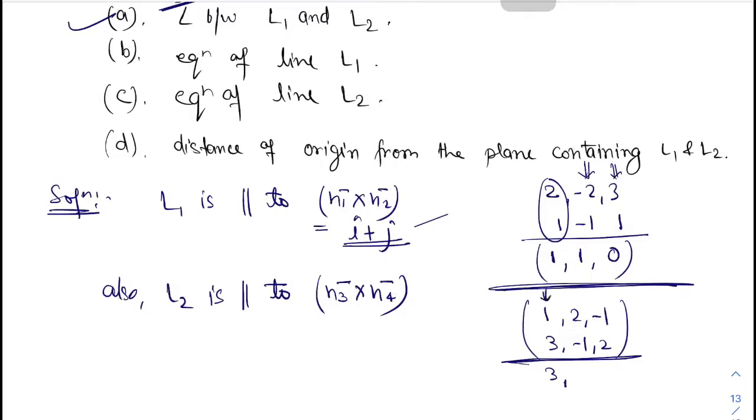By blocking this first column, you just multiply and subtract. So 4 minus 1 is 3. By blocking the second column, we multiply 3 and minus 1, that is minus 3, and minus 2, so it will be minus 5. By blocking the third column, we get minus 1 minus 6, that is minus 7. So I get 3 i cap minus 5 j cap minus 7 k cap. So L2 is parallel to this vector.